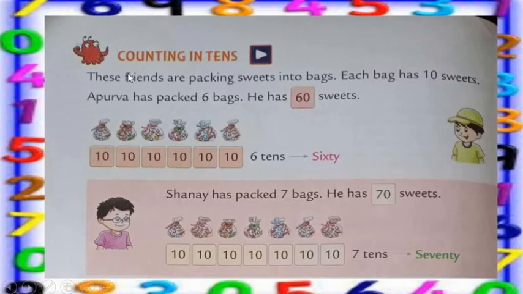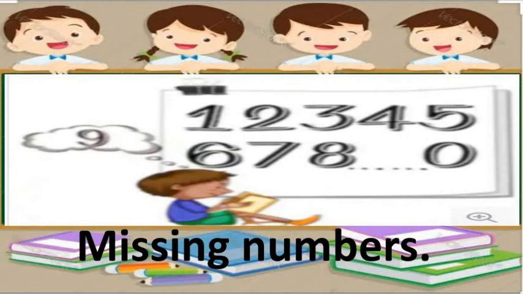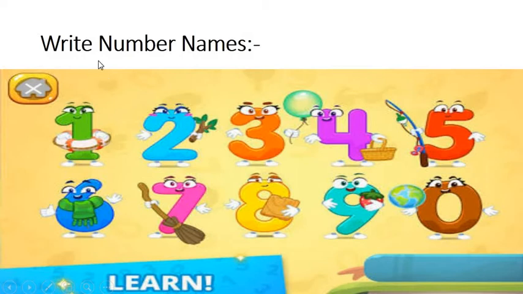In previous lecture, we learned how to make counting in tens. Look, these are 6 tens. We can write it as 60. These are 7 tens, we can write it as 70. We have learned till 100, okay. We have also learned missing number in previous lecture. So, today we are going to learn number names, in which we have to write numbers of given number names.